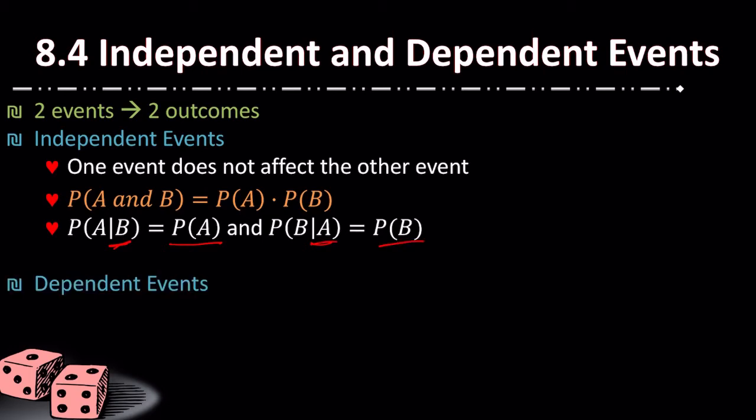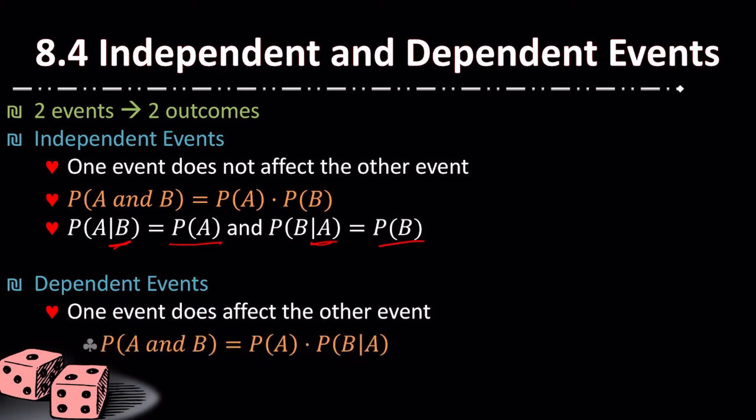Whereas with dependent events, one event does affect the other, and our probability of both of them happening is the probability of A times the probability of B, given that A already happened. And we do that because for B to happen and to get our probability, A has to already have happened. Otherwise, it doesn't much matter and we failed.